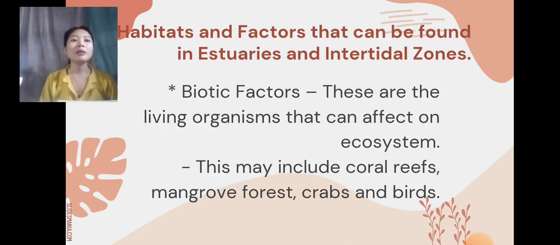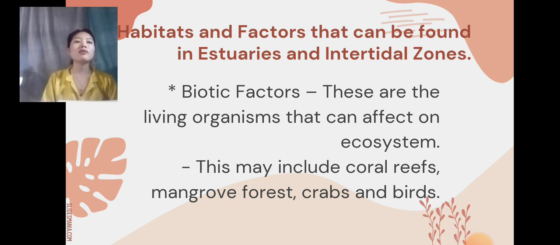Next is habitat and factors that can be found in estuaries and intertidal zones. So first, we have biotic factors. These are the living organisms that can affect an ecosystem. This may include coral reefs, mangrove forests, crabs, and birds.